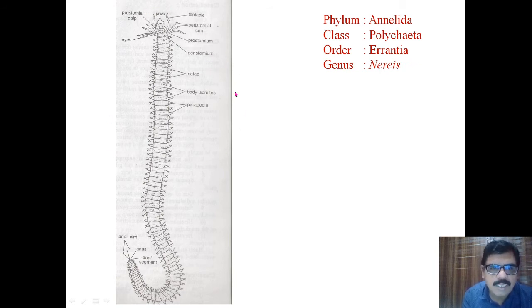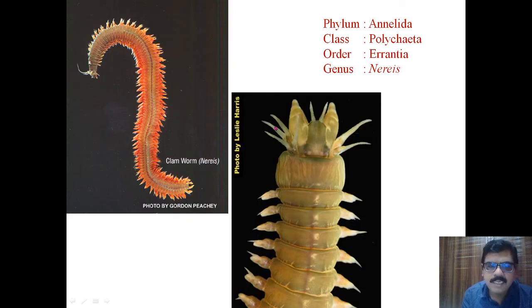You have to draw this diagram and write down the classification of this. Then this is the picture of Nereis and how it looks. These are the parapodia. The head region is the anterior-most region, and the body is segmentally or metamerically divided.